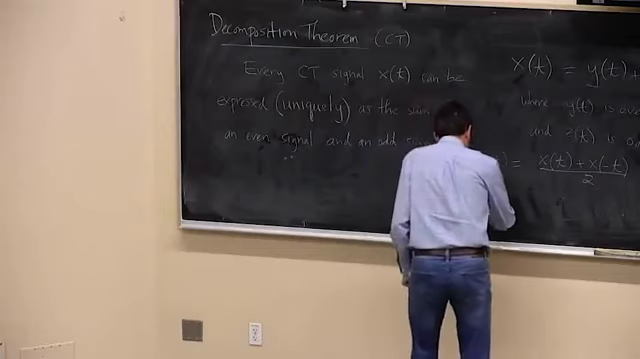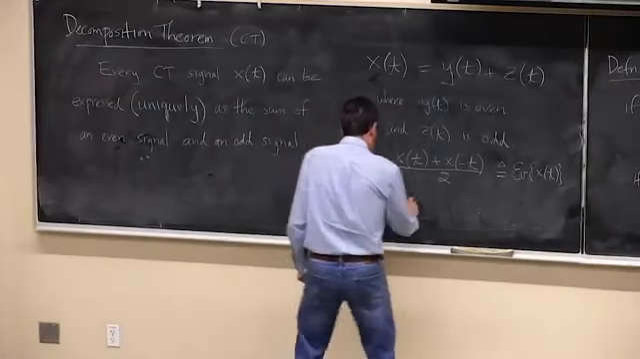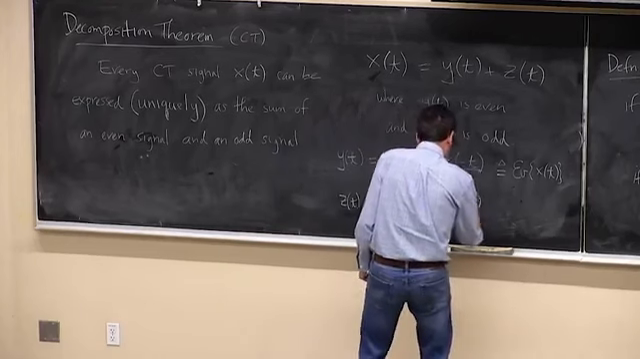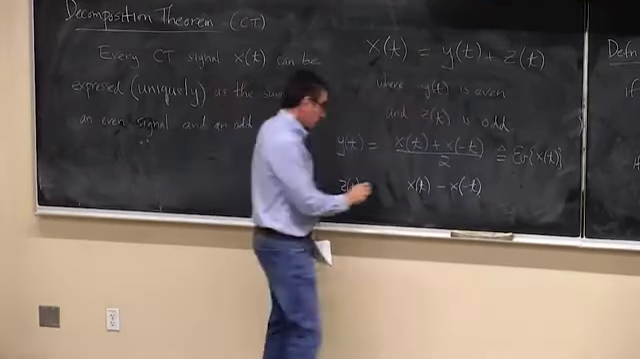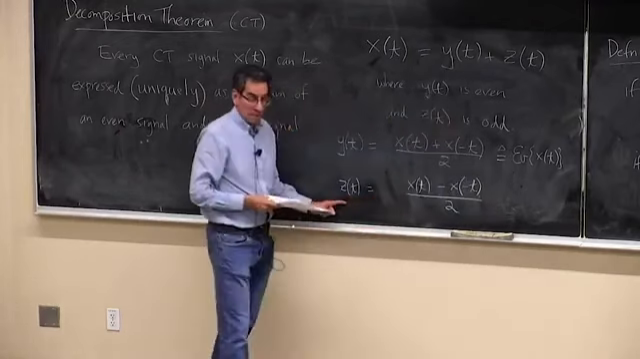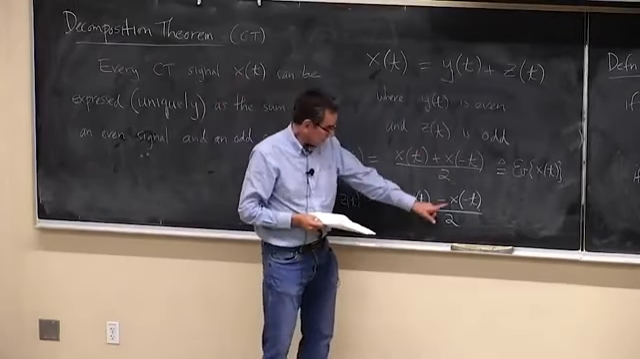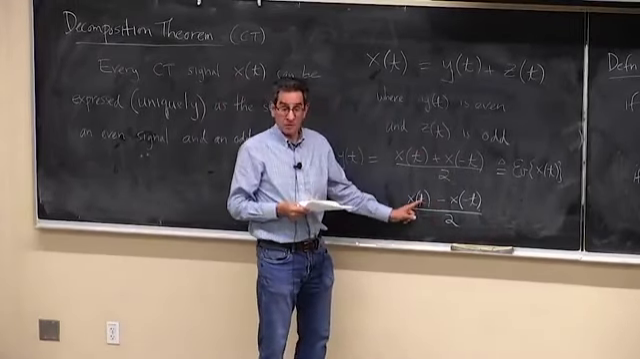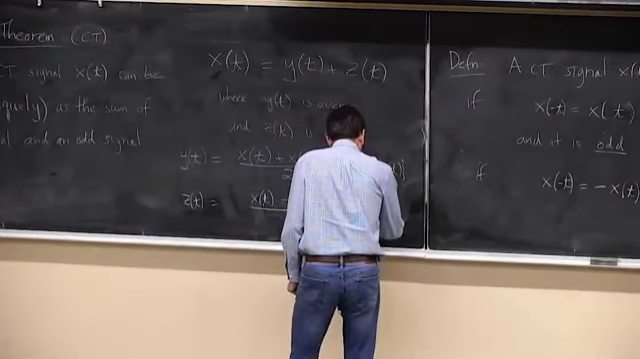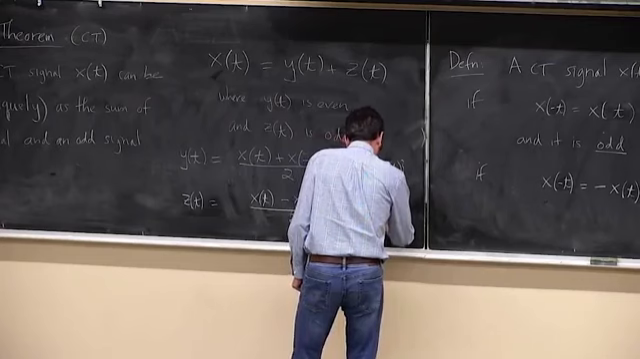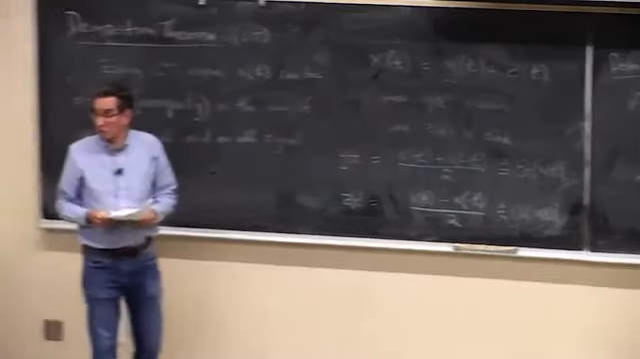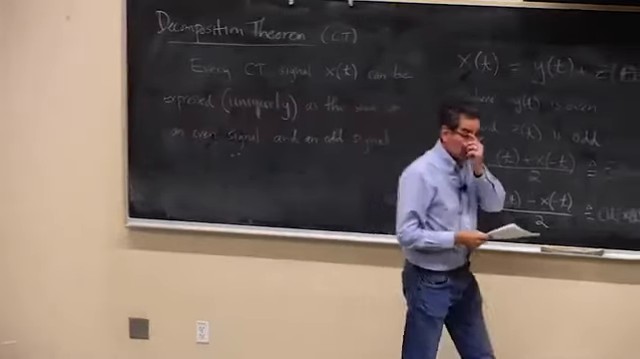And then z of t, you might be able to guess, we define it by taking x of t and subtracting x of minus t and dividing by 2. Now you can do a quick check here. If I plug in minus t for t, because of that negative sign, I'm going to get the negative of the signal. So it's odd, and we call that the odd part of x of t. And that turns out to be the only way you can represent it as a sum of an even and an odd signal.